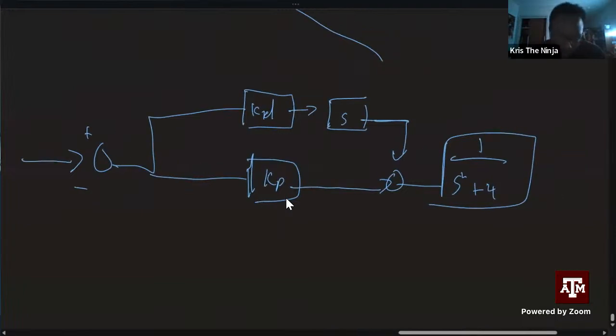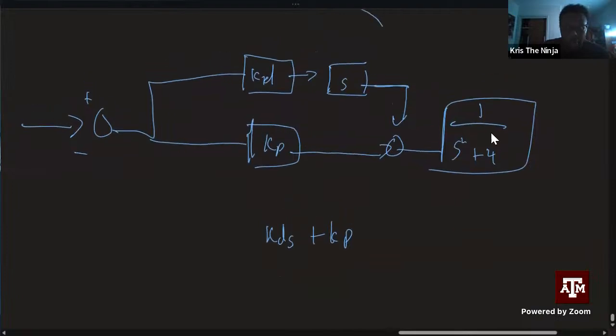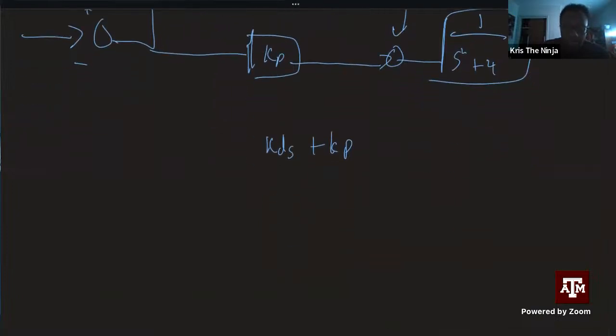So we know that we got for this one KDS plus KP. So we know that the equation is going to end up being KDS plus KP over S squared plus KDS plus 4 plus KP. That's what we know so far.